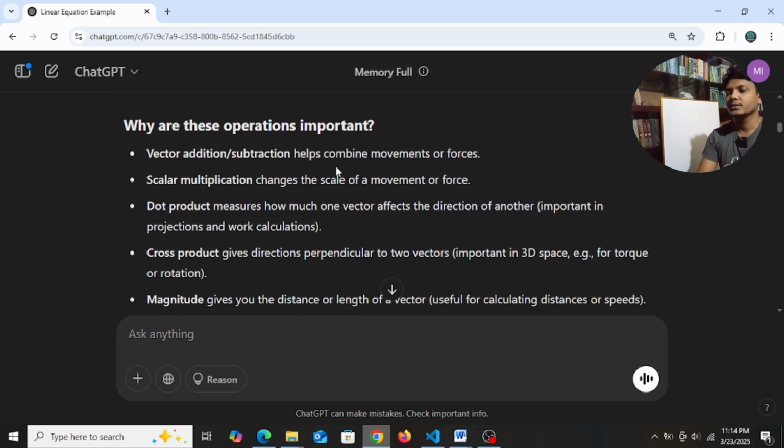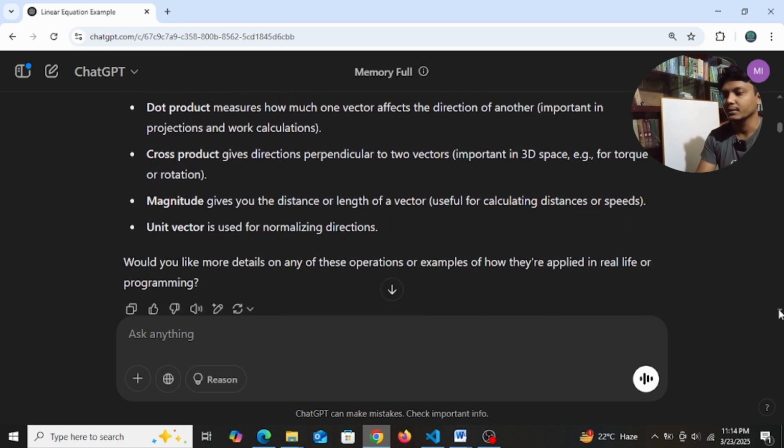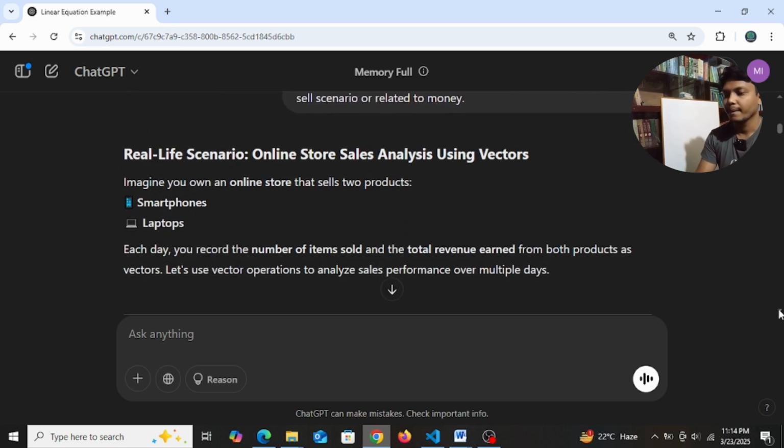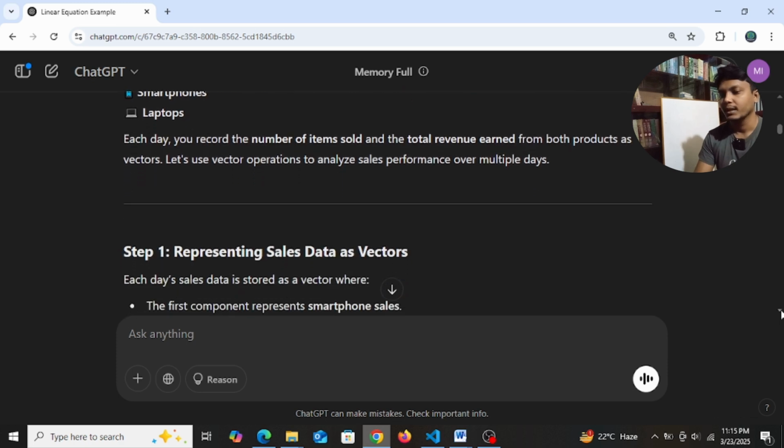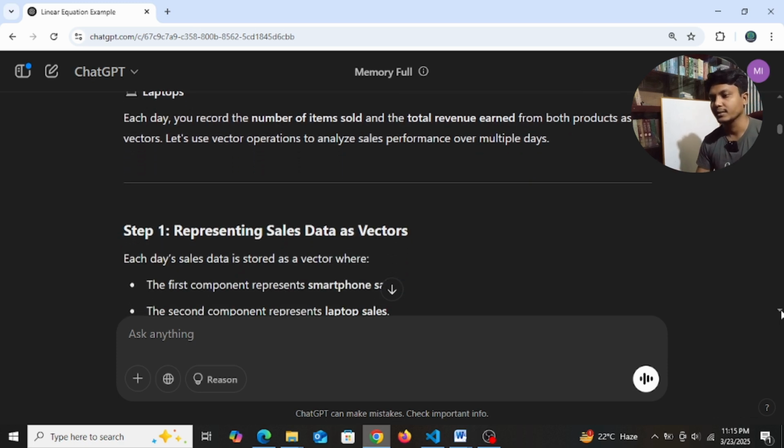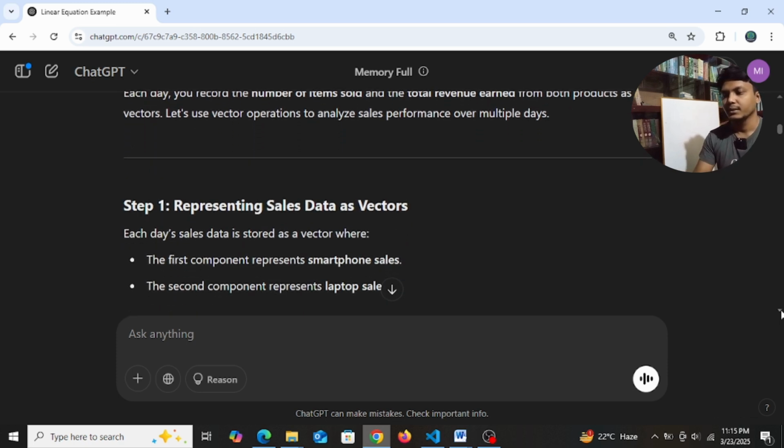So why are these operations important? If you want, you can pause the video and read it. Now we will see a real life scenario, guys: online store sales analysis using vectors. Imagine you own an online store that sells two products, smartphones and laptops. Each day you record the number of items sold and total revenue earned from both products as vectors. Let's use vector operations to analyze sales performance over multiple days.